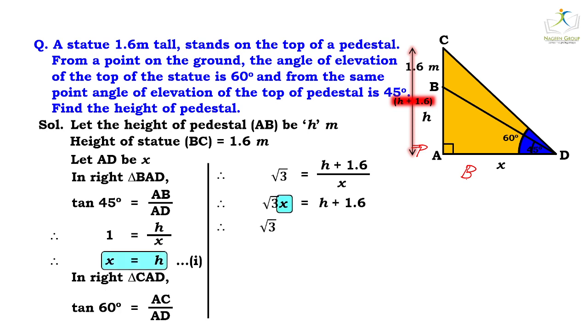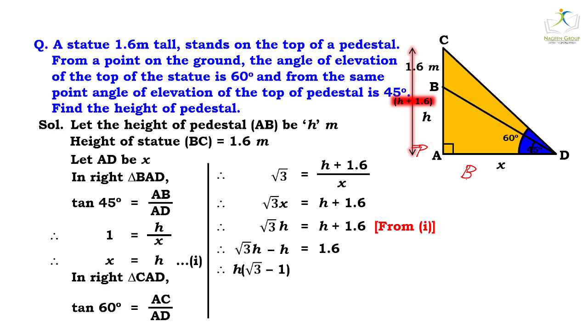But h की वैल्यू तो x के इक्वल है, x की वैल्यू h के इक्वल है, तो x की जगह h पुट कर देते हैं, h plus 1.6. Now take this √3h minus h equal to 1.6. √3h में से h माइनस करते हैं, h कॉमन लेते हैं, तो h(√3 minus 1) equal to 1.6. h की वैल्यू आपके पास आ गई 1.6 बाय (√3 minus 1).